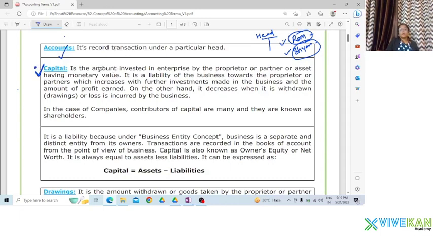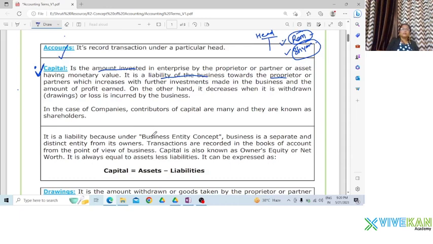Capital is the amount invested. It's quite simple. A business and a businessman are different; you have the business entity concept. Because of this concept, if a businessman invests some amount in the business, that is a liability for the business. It's not something the business owns. The business has to return this money, as well as give profit shares on it. So it's a liability of the business towards the proprietor.